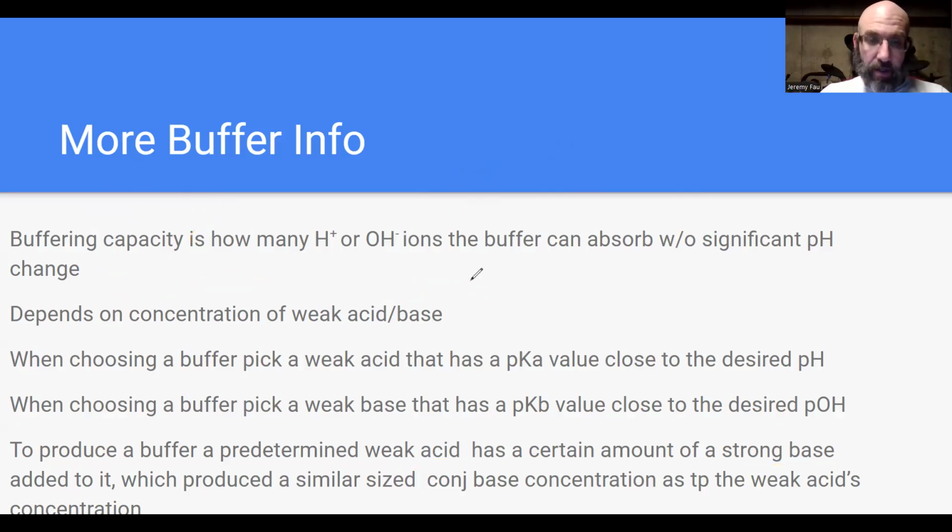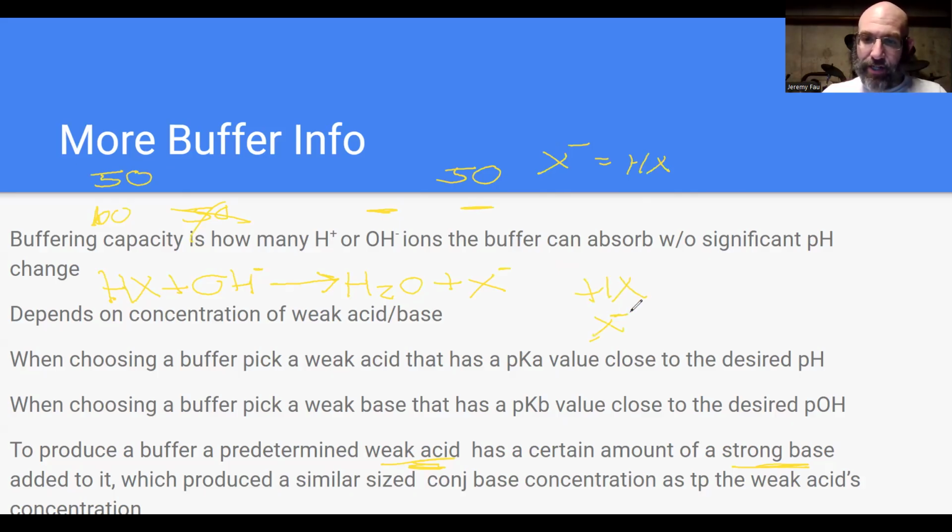The buffer, back real quick, the buffer is still made of a weak acid and its conjugate base. Remember, all the strong base was destroyed. It was neutralized. We use the strong base to make the buffer, but it's not actually in the buffer, right? Its job was just to get the buffer going. The buffer contains no more strong base.